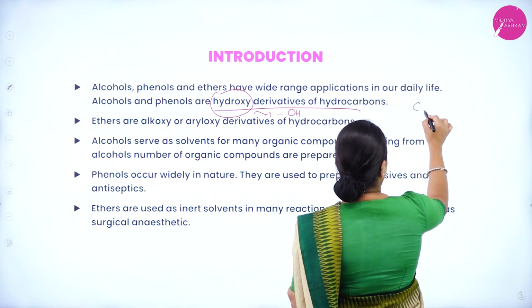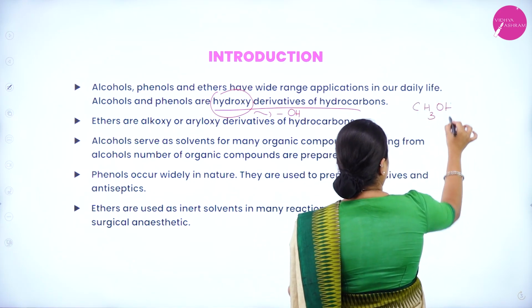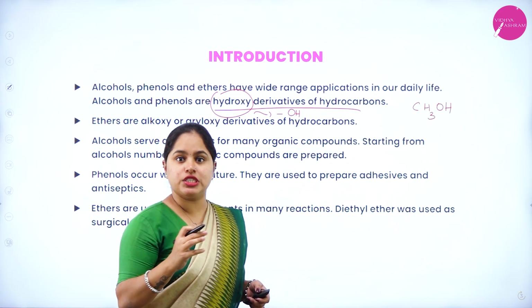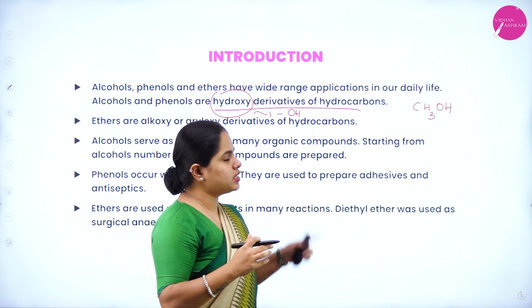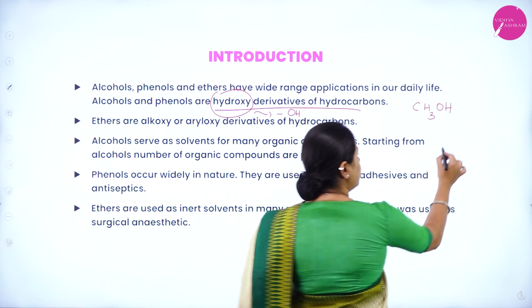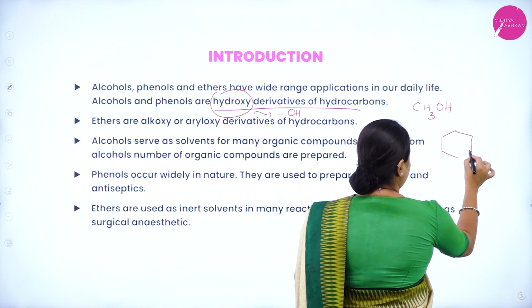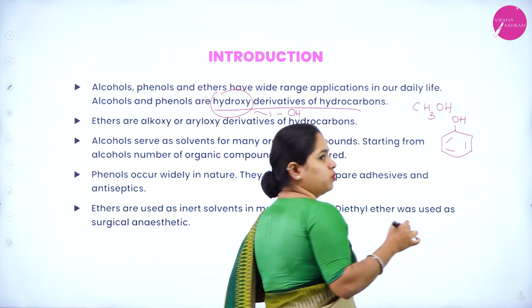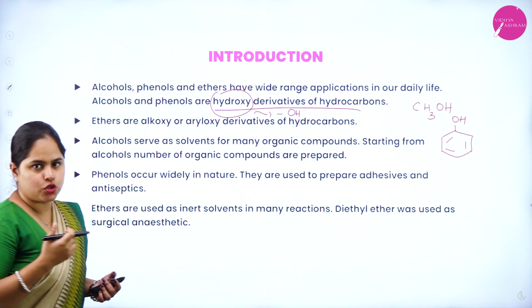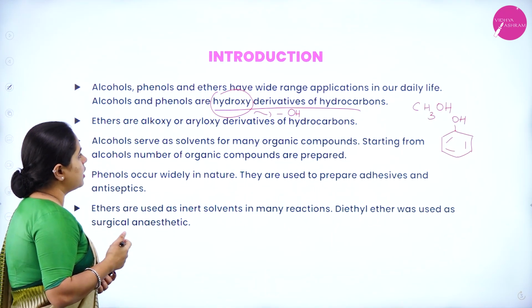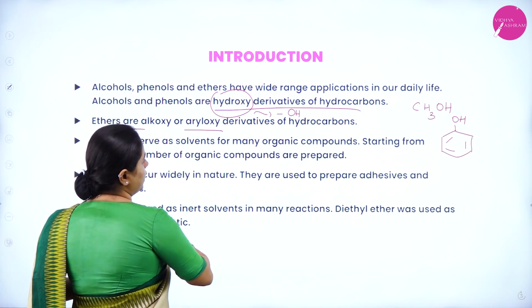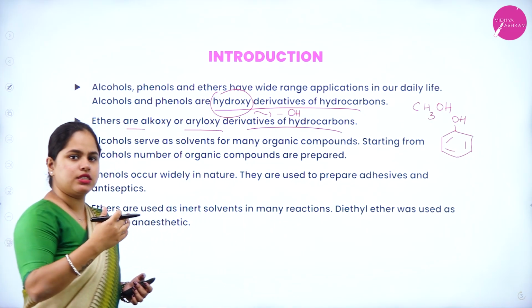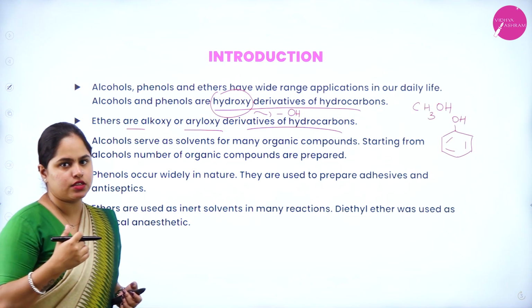For example, let us take CH3OH. This is derived from CH4, which is methane, right? So this is an alcohol. Now, phenol means this is your benzene ring. Instead of one hydrogen atom, you have an OH group. So this is called phenol. I hope it is clear. Ethers are alkoxy or aryloxy derivatives of hydrocarbons. What this is in detail, when we start studying ethers, I'll discuss.